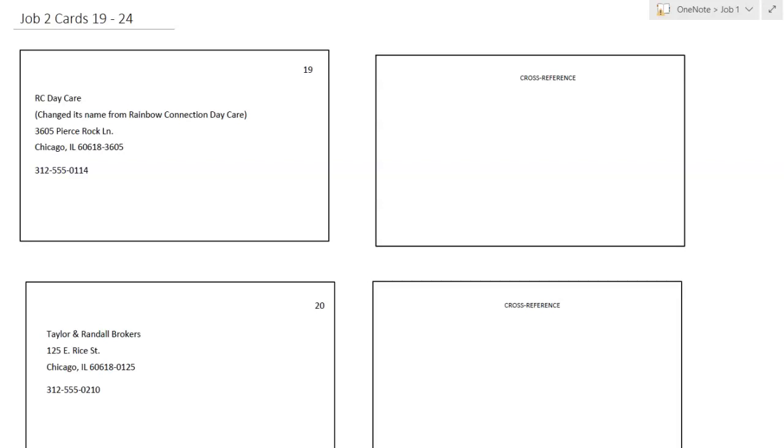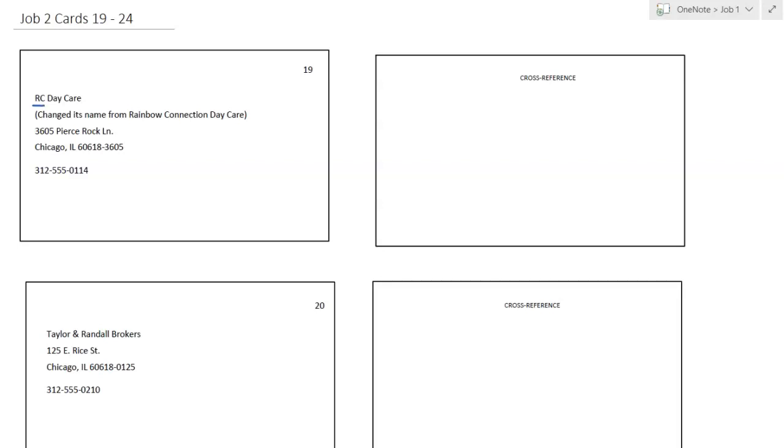In this video, I'm going to help you get started with job number 2 by showing you how to properly complete cards numbers 19 through 24. So remember that job 2 incorporates not just rules 5 through 8, but also what you learned for rules number 1 through 4. So I'm going to start with RC Daycare.